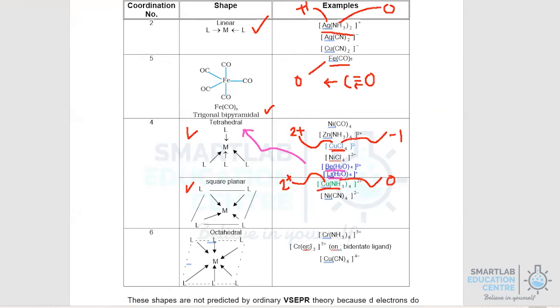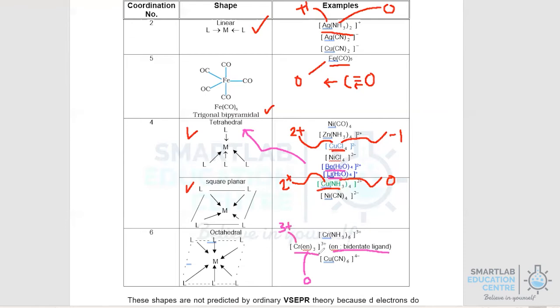And the final example to look at is Cr(en)3 3+. En is a bidentate ligand. Specifically, it is ethane-1,2-diamine. In this case, we need to remember that ethane-1,2-diamine is neutral, has a charge of 0, and so therefore chromium has a charge of 3+.